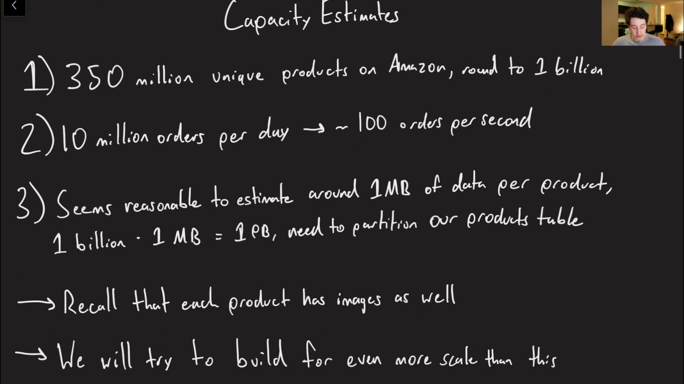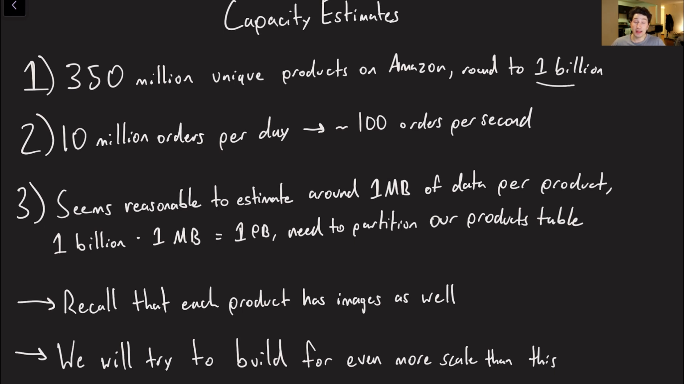Cool, so let's talk about some quick capacity estimates. These are going to be super hand wavy because it just changes constantly and you're kind of at the whim of your interviewer here when you're doing this. So first off, let's assume there are around 350 million unique products on Amazon. I Googled that one, so why not just round it up to a billion? We want to build for scale.